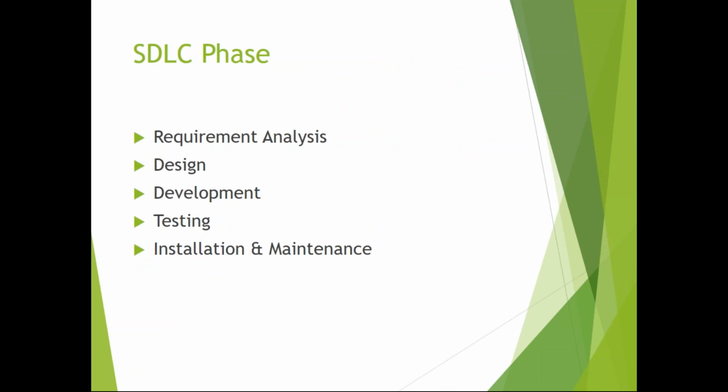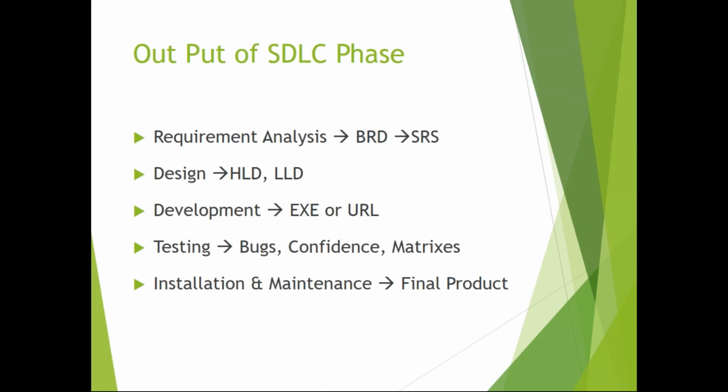For every SDLC phase, there is an output. For requirement analysis phase, there is some output. For design phase, there is some output. Development, testing, installation, and maintenance, there is some output. So here is the output of every SDLC phase. In the requirement analysis phase, there is an output known as BRD, and the output of BRD is the SRS. Most organizations use the BRD or the SRS to develop the software. This document mentions what my application will do.